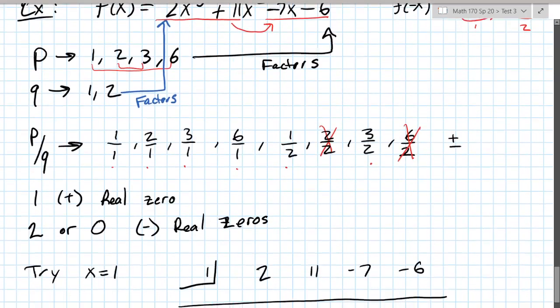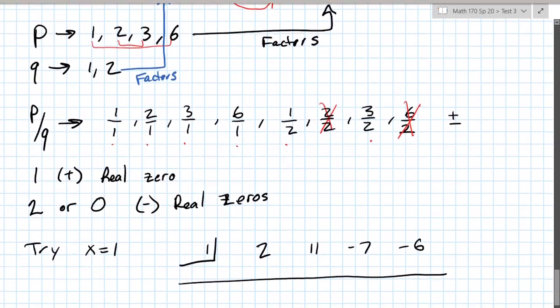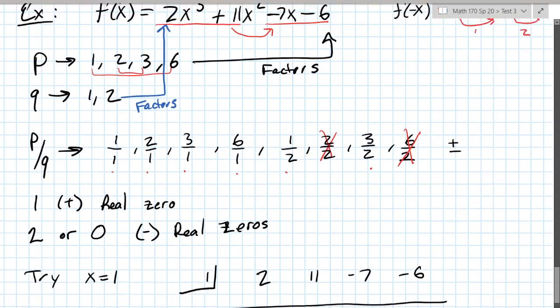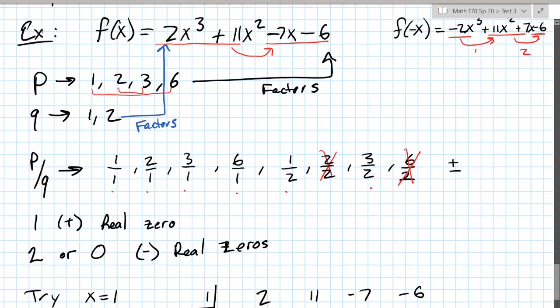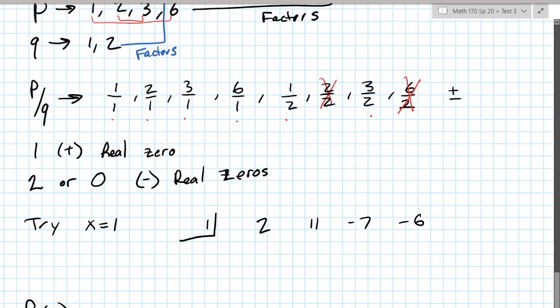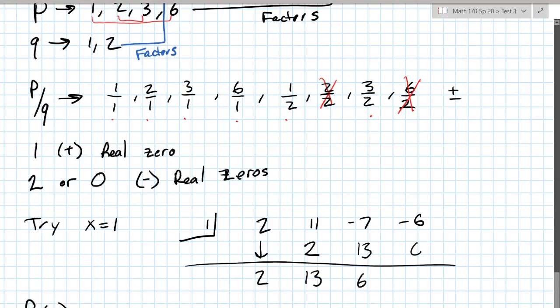Okay, well, what should we try? How about we just start at the beginning and try x equals 1. So if x equals 1, notice we don't have any missing terms. We've got our coefficients 2, 11, negative 7, and 6 from above. So 2 carries down. 2 times 1 is 2. 11 plus 2 is 13. 1 times 13 is 13. 13 minus 7 is 6. 6 times 1 is 6, with a remainder of 0.